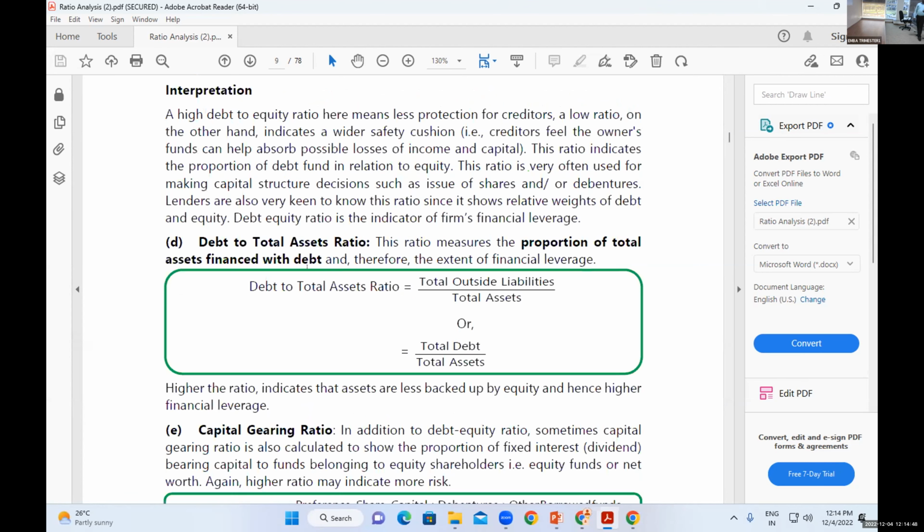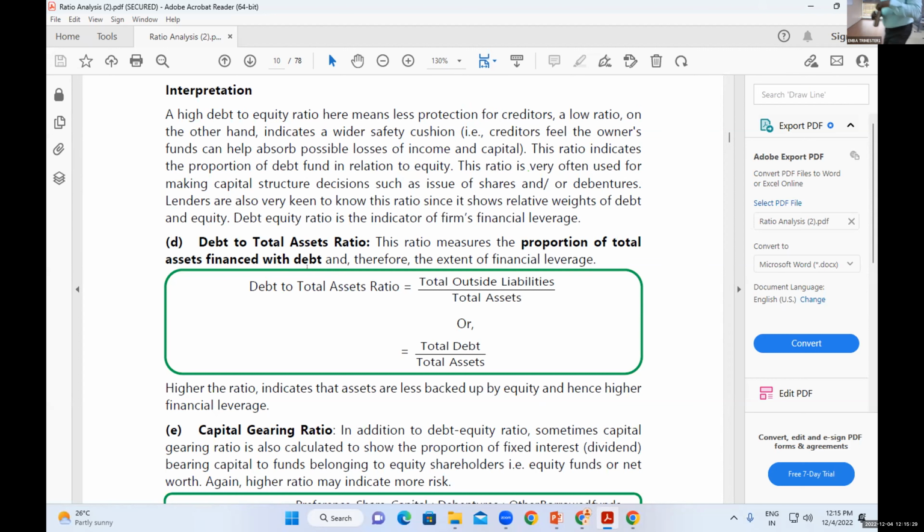Next, the fourth one: debt to total asset ratio. It equals outside liabilities divided by total assets, or total debt by total assets. Total assets is the denominator. So it compares total debt capital with total assets. How much asset has been created out of debt capital? If my total asset is 100 rupees, out of 100 rupees, how much have I borrowed? That's the numerator.